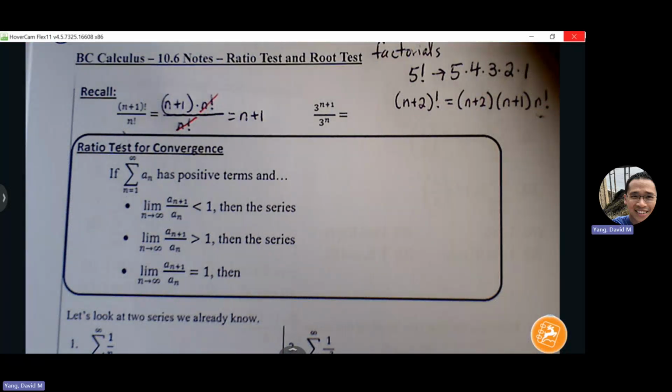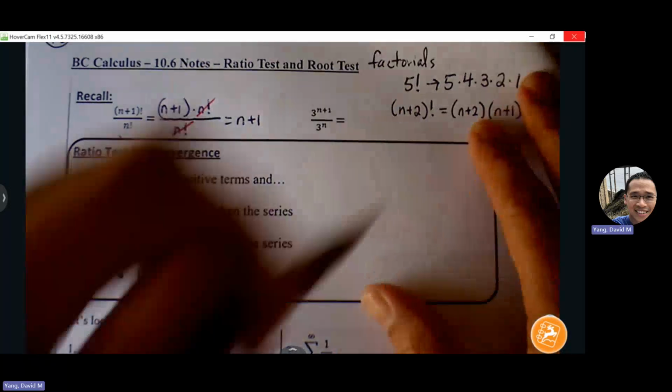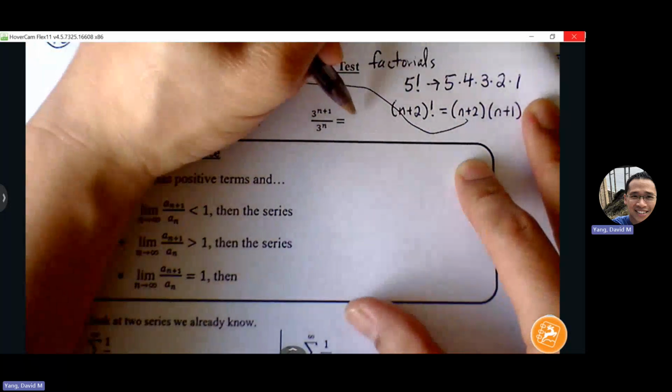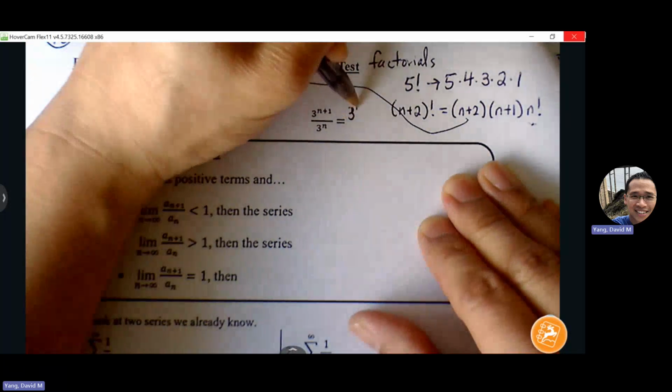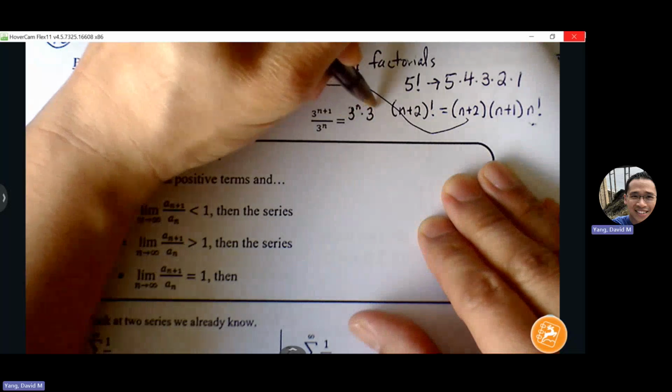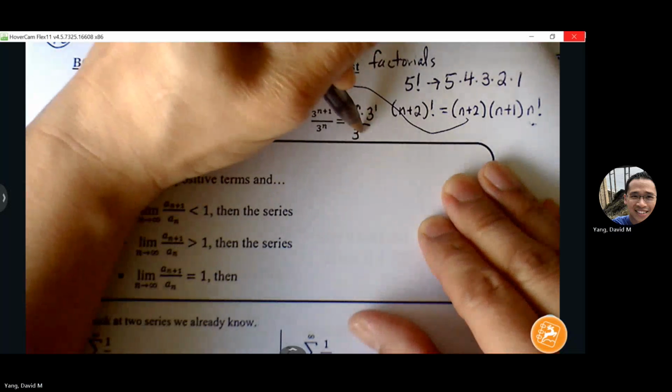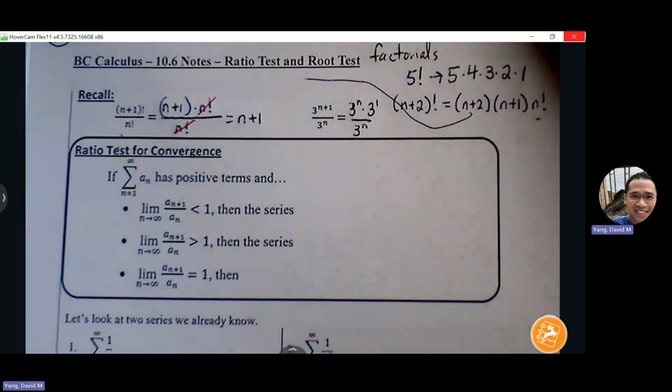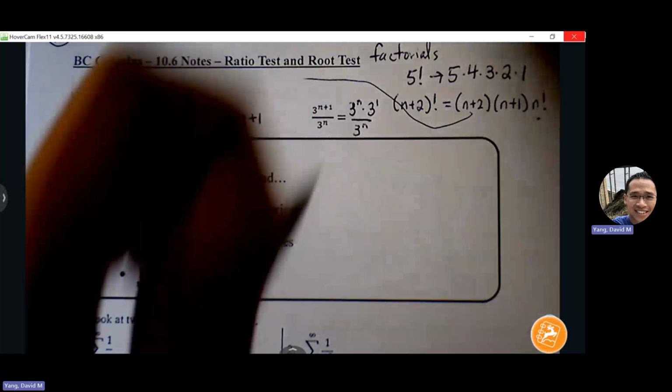Likewise, 3 to the n plus 1 over 3 to the n. I think we know how to reduce this here. We can separate them into a product of bases. 3 to the n plus 1 is the same thing as 3 to the n times 3 to the first power, and that's equal to just 3.